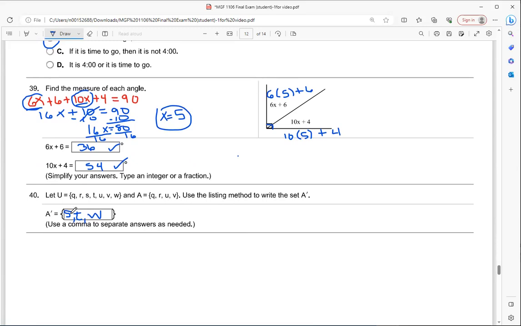For number 40, let Q, or the union, right? We want the union of all of those, that set would be Q, R, S, T, U, V, and W. Set A has Q, R, U, and V, and we want to find the complement of A. So the terms that are not in set A. So let's look here. We have Q that's in set A. So we want to remove that. R that's in set A, we want to remove that, U and V. So what's left over will be S, T, and W. That's our answer.